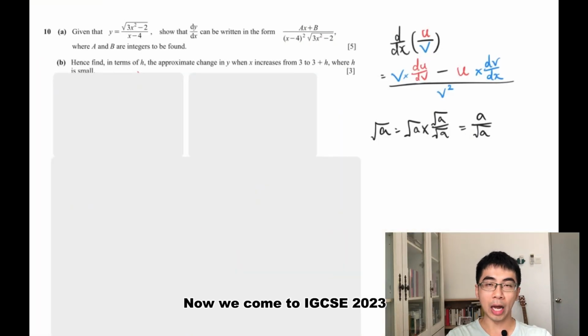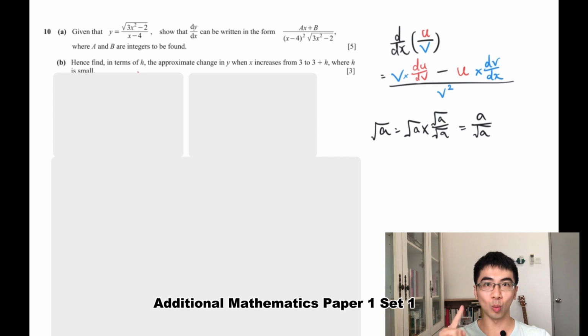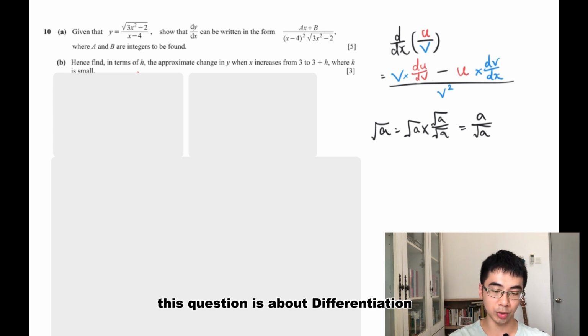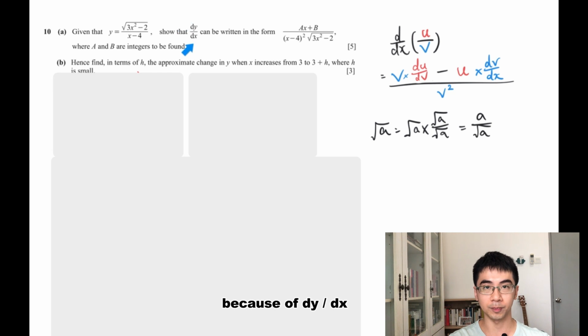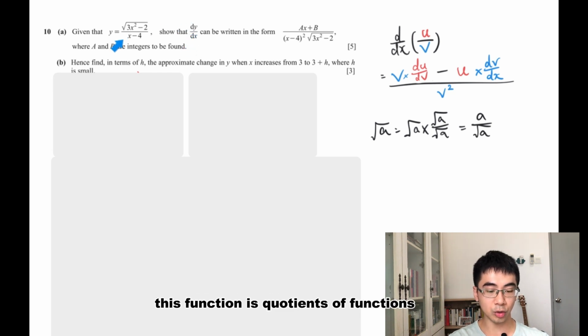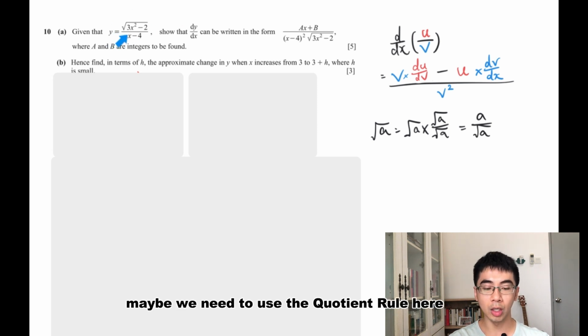Now we come to IGCSE 2023 October and November Additional Mathematics Paper 1, Set 1, question number 10, the last question. So this question is about differentiation because of dy over dx. So let's see what functions do we need to differentiate. This function is a quotient of functions. So maybe we need to use the quotient rule here.